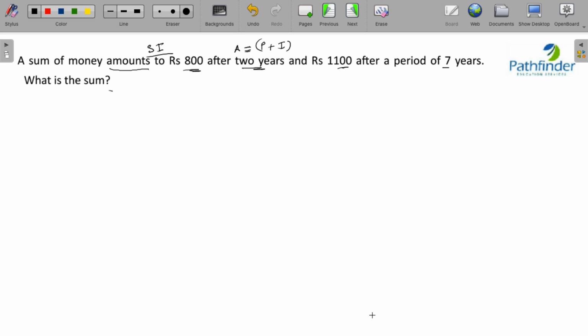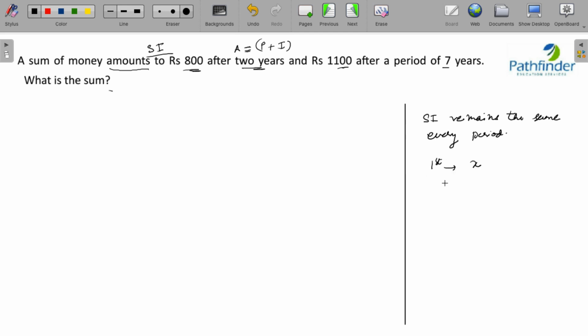Now, another very important piece of information about simple interest is that simple interest remains the same every year, or every period. You can call it period. So say simple interest in the first period is X. Then the simple interest for the second period also will be X. I am not talking of two periods, but I am talking of only the second period. Simple interest for the third period will also be X, and so on.